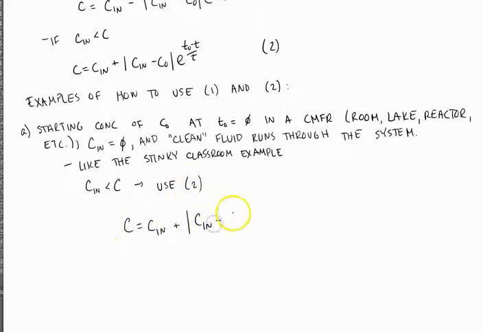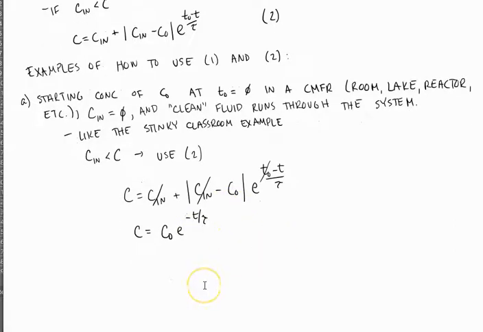So I'll write out the full version of equation 2 here, but what you've already seen is that we're going to be canceling out T naught and C in because both of those are 0. And what we end up with is this equation, which is exactly what we derived in the stinky room example.